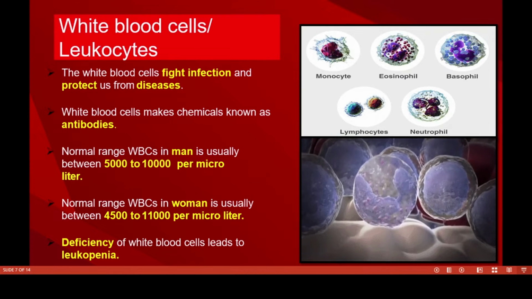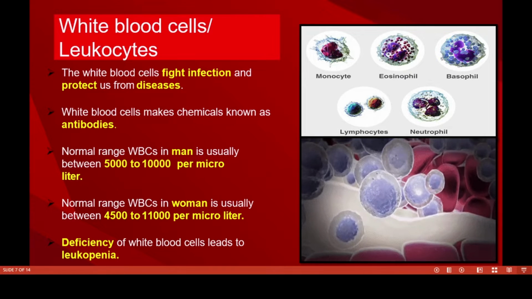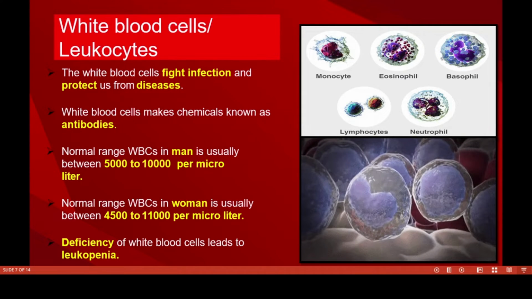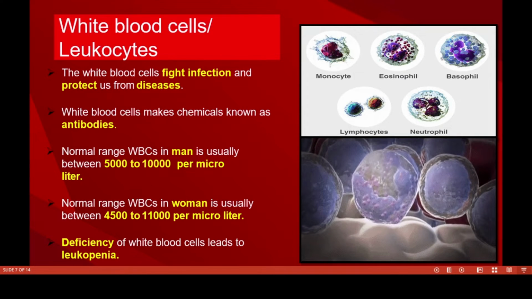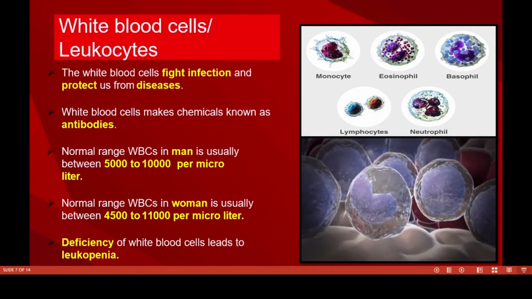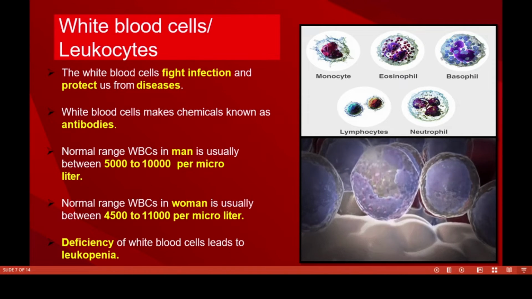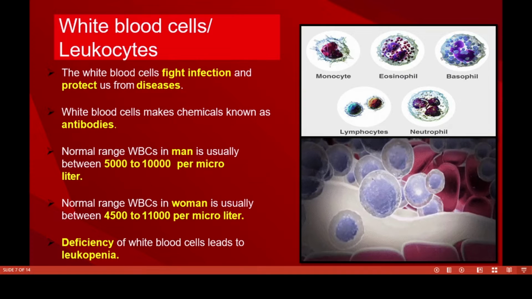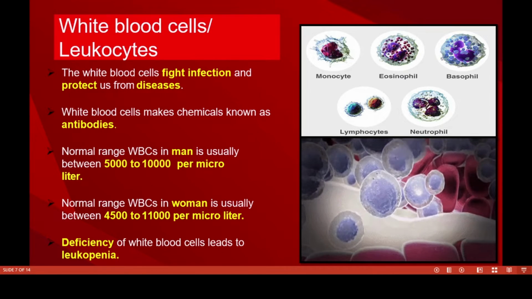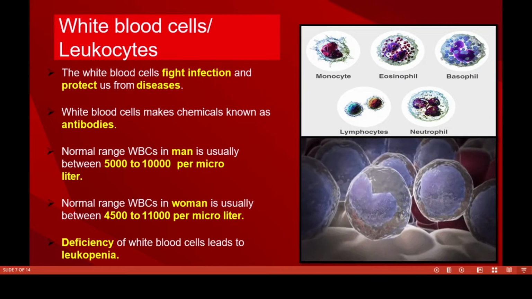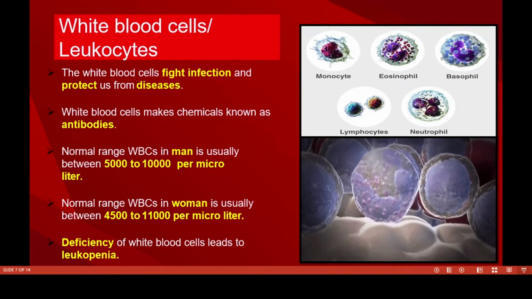What is the range of WBCs in men and women? In men, 5,000 to 10,000 per microliter. In women, 4,500 to 11,000 per microliter. If we have a low number of white blood cells in our blood, what will happen? Leukopenia, which means a poor immune system. White blood cells are classified into five important types: monocyte, eosinophil, basophil, lymphocyte, and neutrophil.